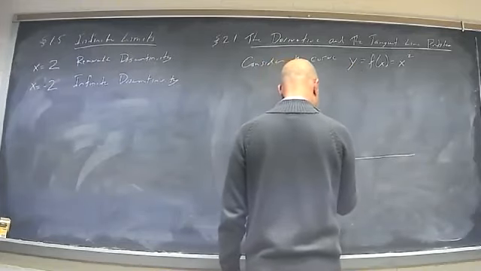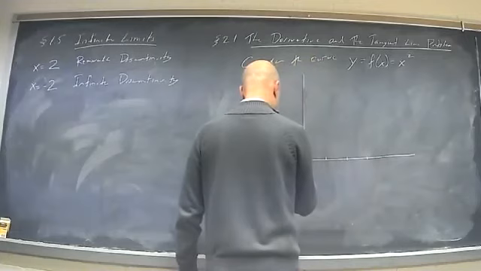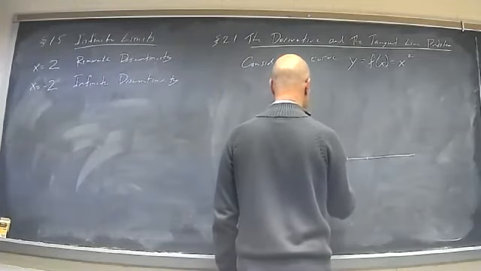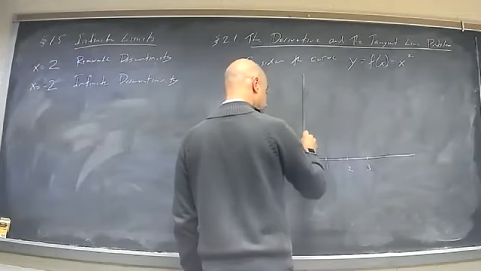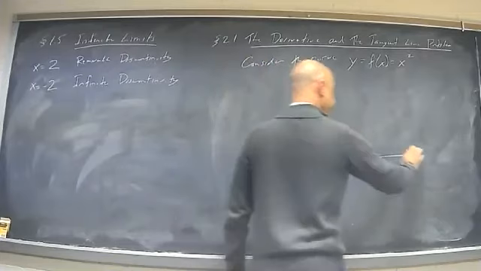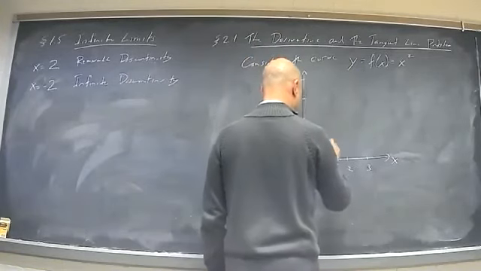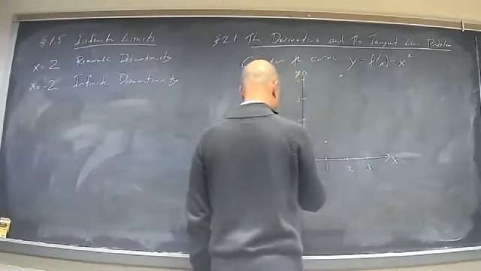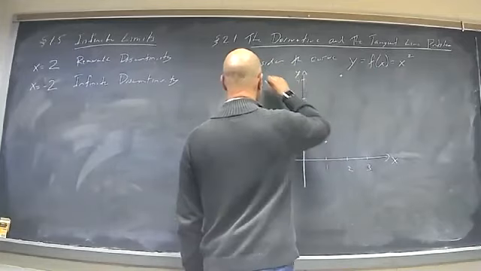Let me try to draw it reasonably carefully. We know it's a parabola. Probably drawn it a dozen times. So it goes to the point 1, 1, 2, 4, minus 1, 1, minus 2, 4. I apologize in advance for my lousy drawing.